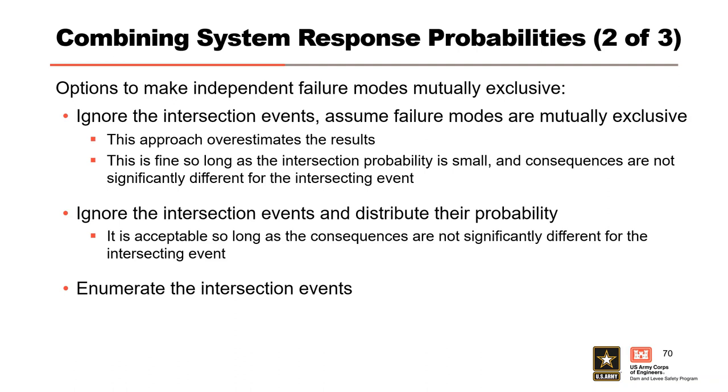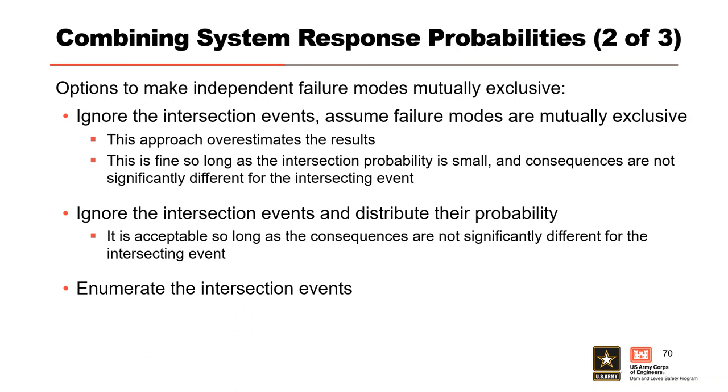Option two is we can ignore the intersection events, but distribute the probability. In doing so, you will get the correct total probability of failure, but the risk will not be quite right because you have not considered the potential for increased consequences that may result from the intersecting event. This is an acceptable approach so long as the consequences are not significantly different for the intersecting event, which is typically the case.